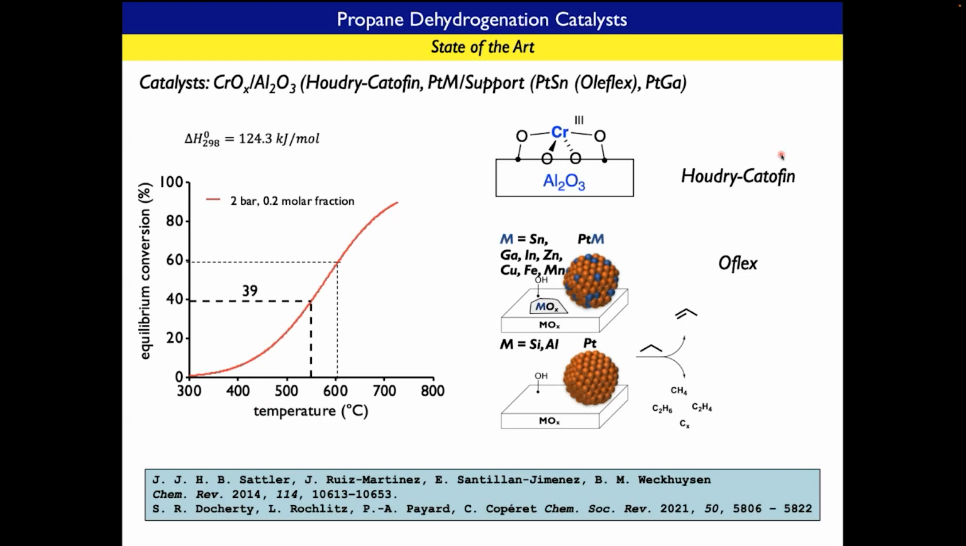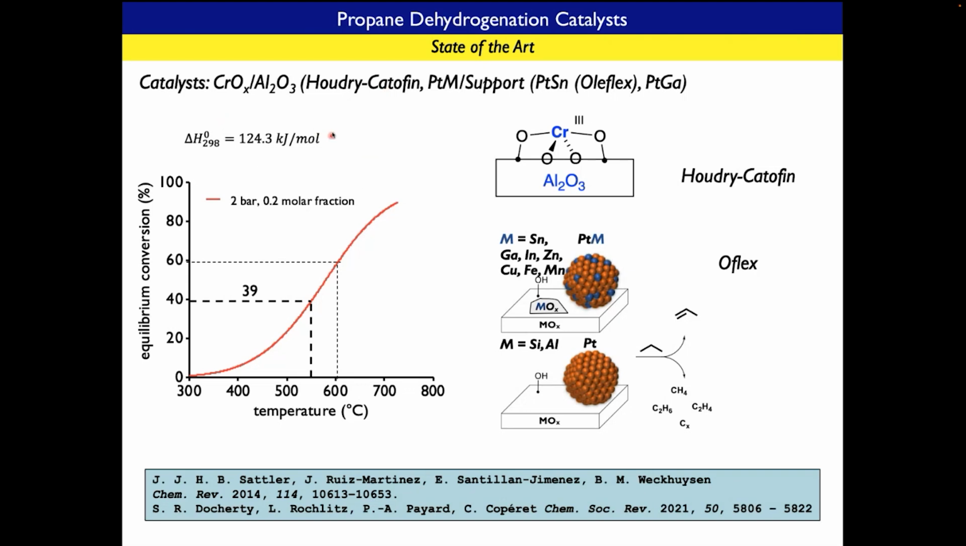So let's dig in the first case study. Propane dehydrogenation, we know, is nowadays a very, very important reaction in industry because of the advent of shale gas and the need to do what we call on-purpose propene production, basically from propane.